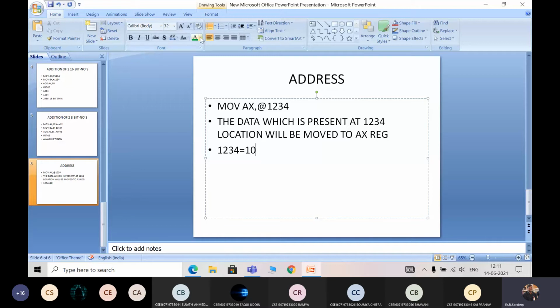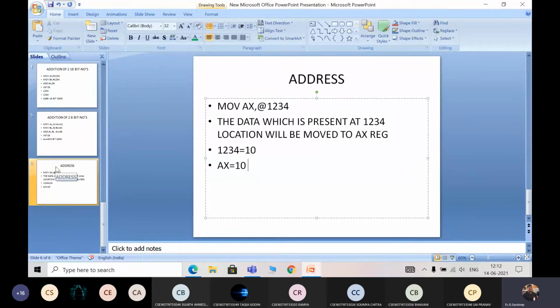So in that case, what will happen? The value of AX is equal to 10. So the AX value will also be equivalent to 10. So this kind of addressing mode is a direct addressing mode. We are specifying move AX comma @ 1, 2, 3, 4. The value which is present in this location will be moved into the AX register. So AX value will be 10. So this is the direct way of writing the register-like addressing modes.